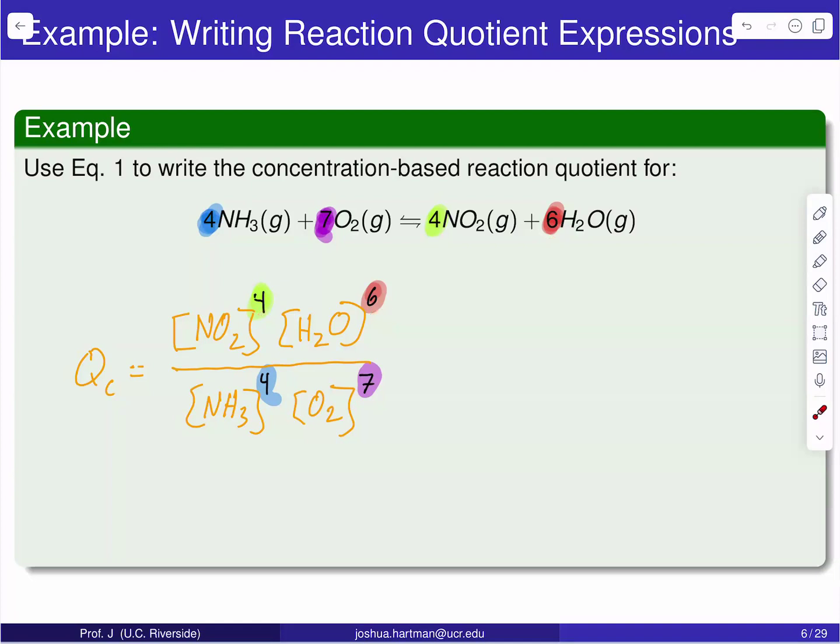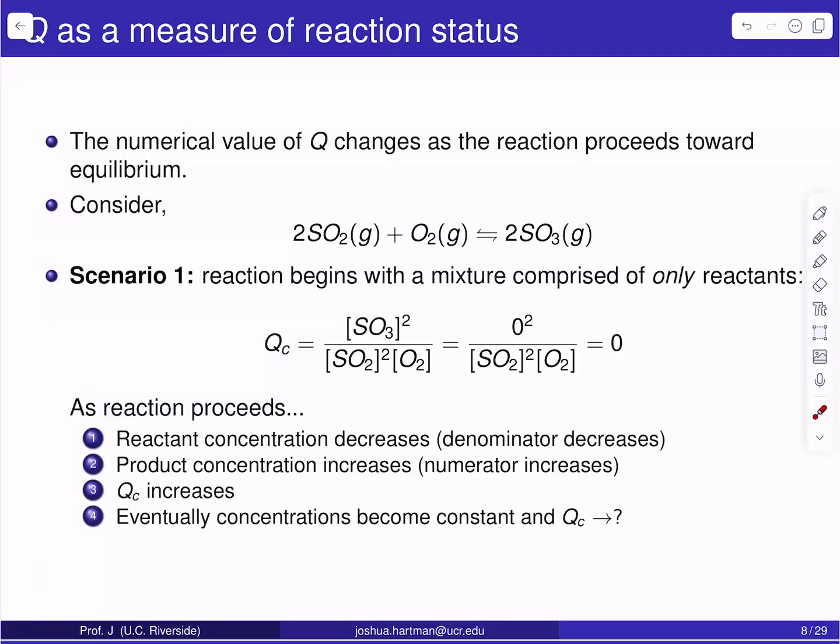We hopefully are comfortable with this idea of a reaction quotient, defining it as such, and writing one of these down for any arbitrary reaction. Now let's take a look at what Q is actually telling us. Okay, so as you could imagine, Q is expressed in terms of this ratio of concentrations raised to powers given by stoichiometric coefficients. So what does that mean? Well, it means that as the reaction progresses towards equilibrium, the numerical value of Q changes.